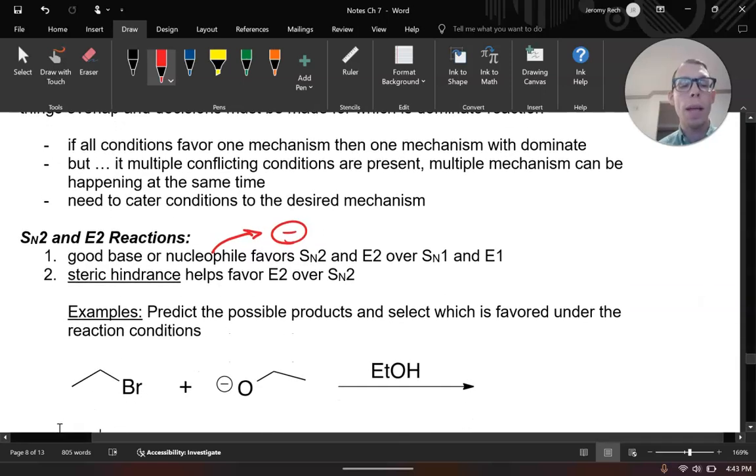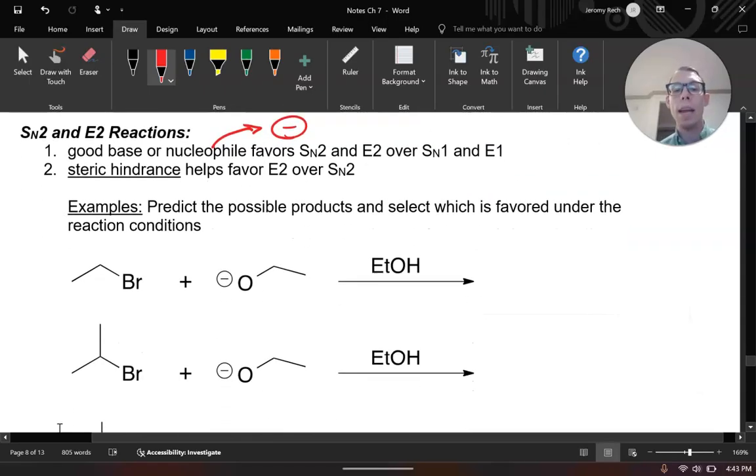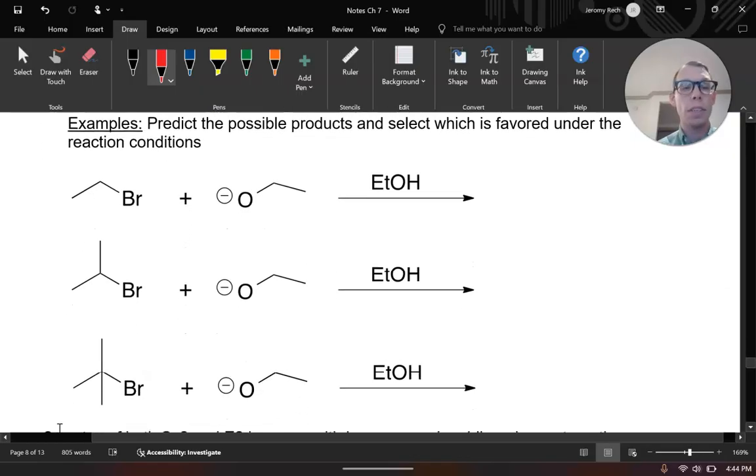The next thing is going to be based on steric hindrance. The more sterics you have, the more likely elimination is going to happen. And that's going to be based on Zaitsev's rule. If you have a lot of stuff around, you're more likely to make a more substituted double bond. So let's go ahead and consider a series here.